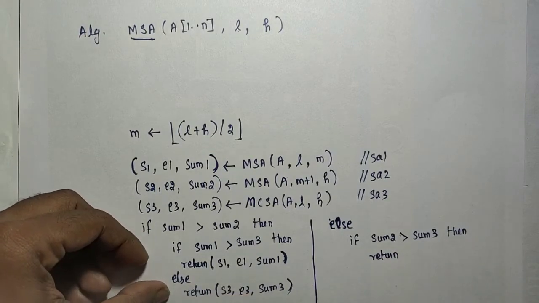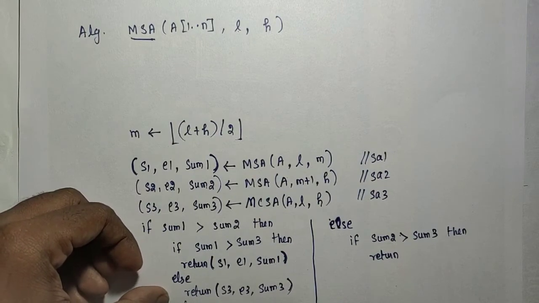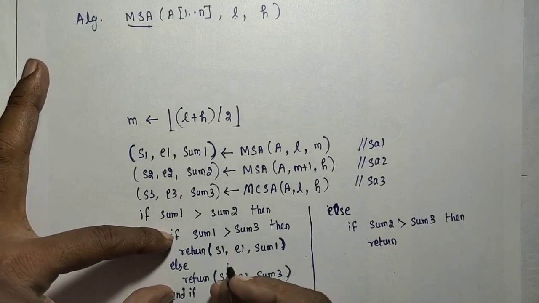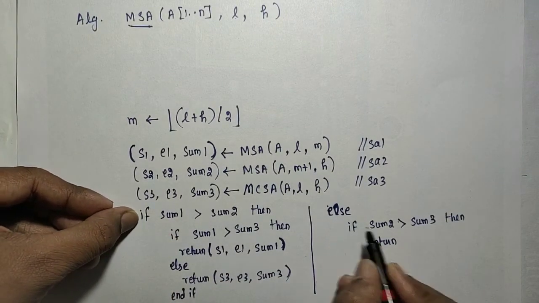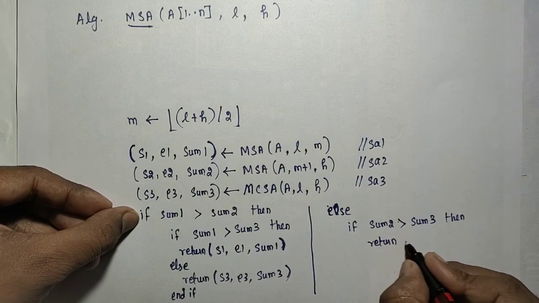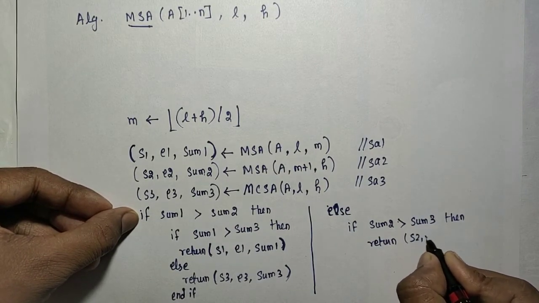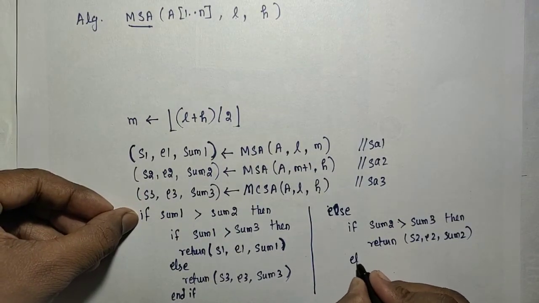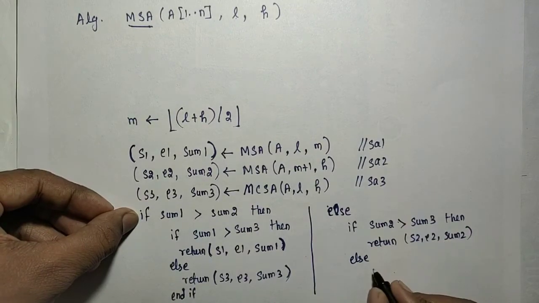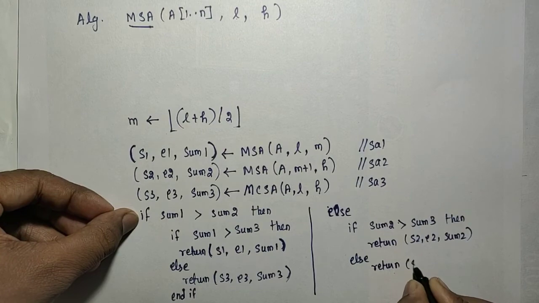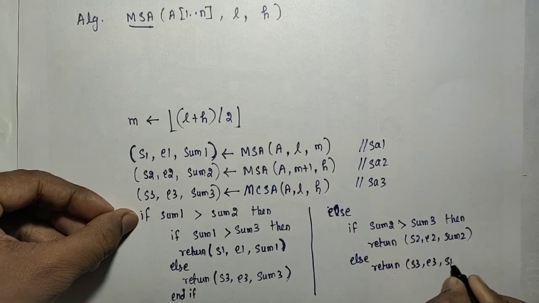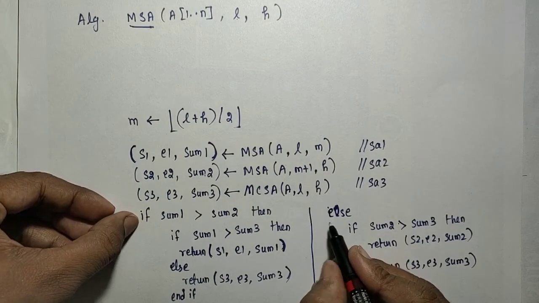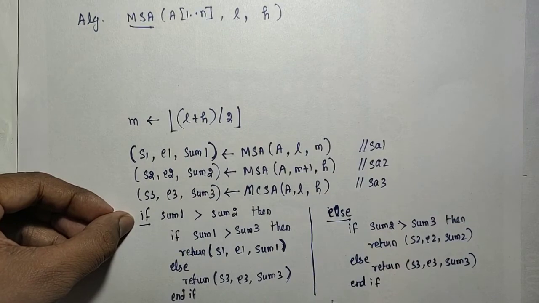This else if ended here, end if. This if ended here. Okay, this else is for this if statement. So here I have to return S2, E2, Sum 2. Okay, otherwise I have to return the sum 3. So return S3, E3, Sum 3 and end if. And this end if, else and then end if.